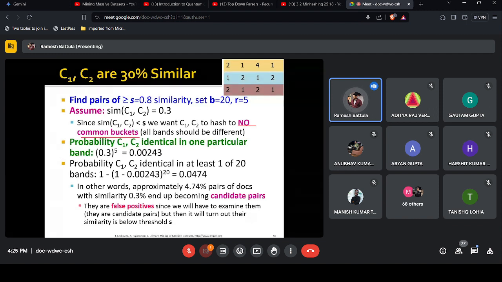So whenever we observe here, approximately 4.74% of pairs of documents with a similarity of 0.3 end up becoming candidate pairs. These are called false positives. Whenever you have a false positive, you should examine them, but it will turn out their similarity is below the threshold value. In such a way you need to find what the false positives and false negatives are. Based on that, you also need to define your candidate pair.